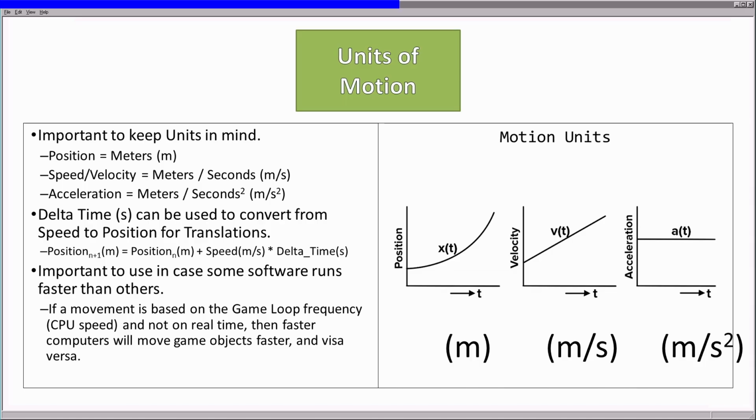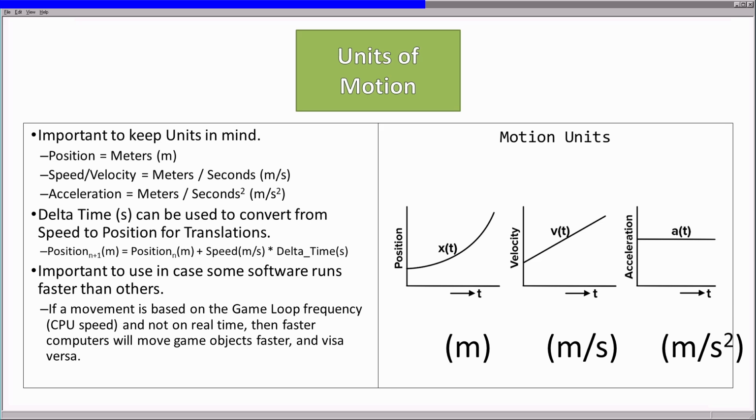In relation to position, velocity, and acceleration, delta time can be used to convert from speed to position for translations. For example, we can consider that the position n plus 1, in other words the next position, is just equal to the current position n plus the speed multiplied by delta time. The position at the next time step is just adding together the position at this time step to the speed by some amount of time.